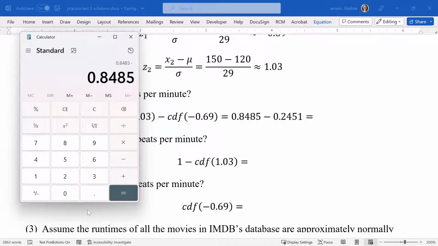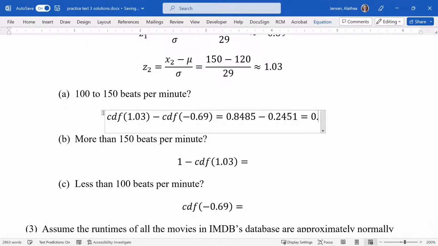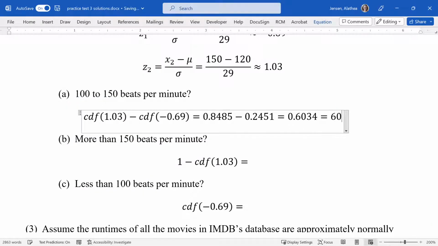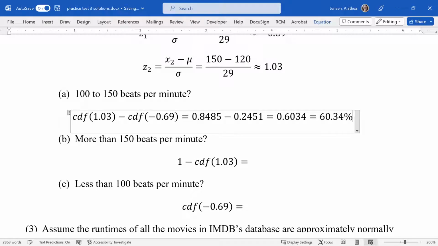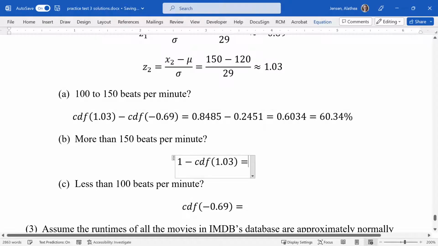0.8485 minus 0.2451, so 0.6034. You can convert that to a percentage if you want to, or just leave it as a decimal. Either way is fine. Now that we have those both looked up, the others should be a little faster.